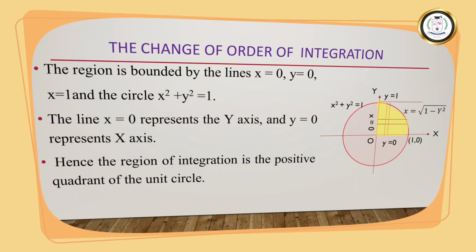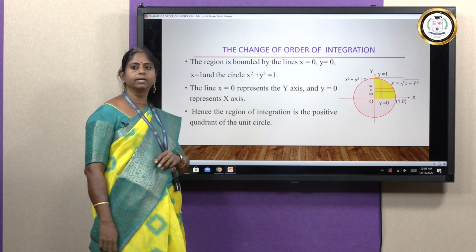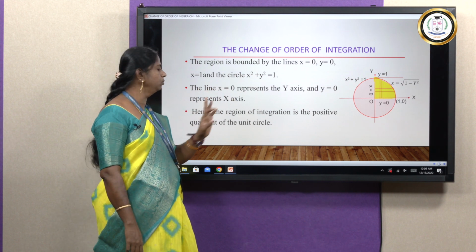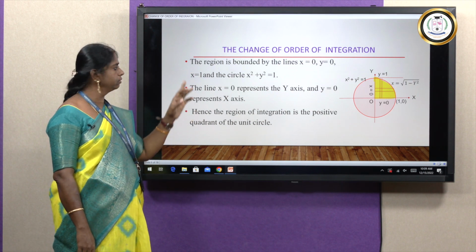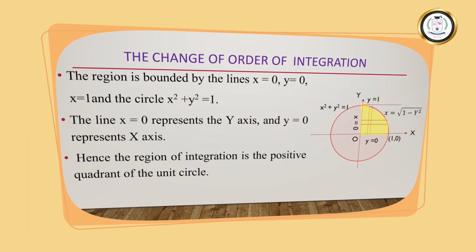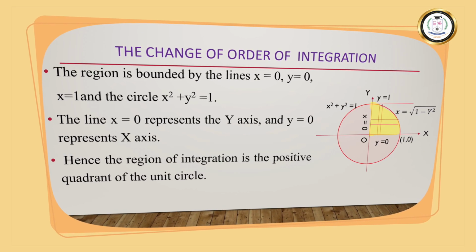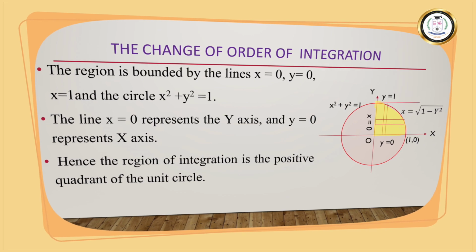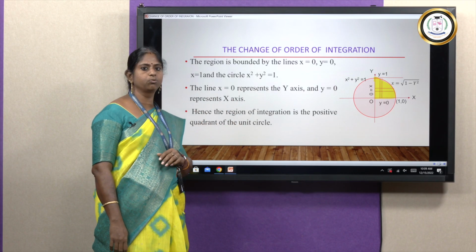So the region is bounded by the lines x equal to 0, y equal to 0, and the line x is equal to 1, and the circle x square plus y square equal to 1. So we have 4 equations. What are the equations? x equal to 0, y equal to 0, x is equal to 1, and the unit circle equation, x square plus y square equal to 1. So that should be taken in that xy plane.